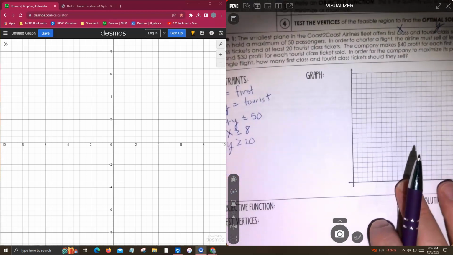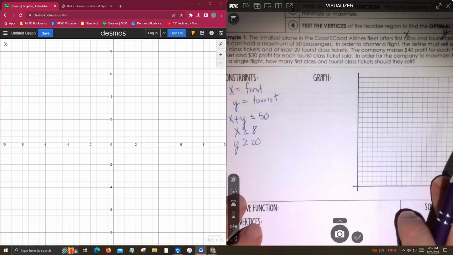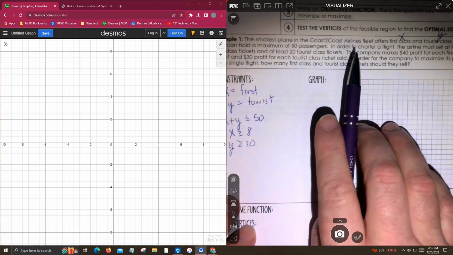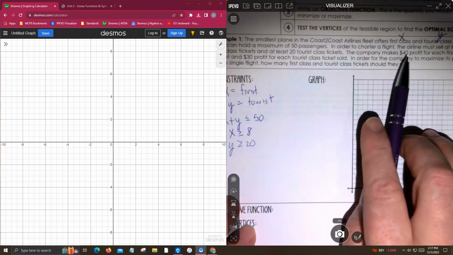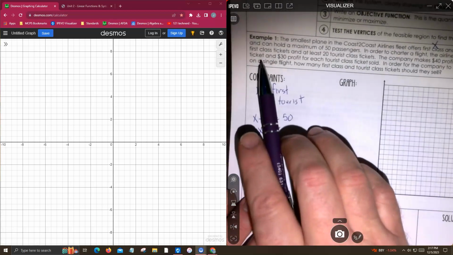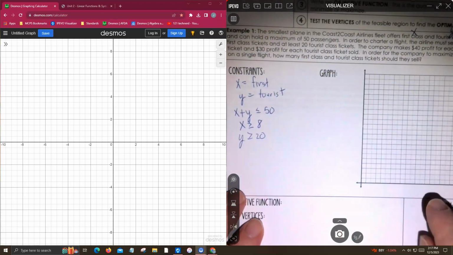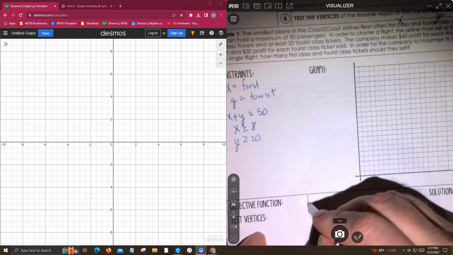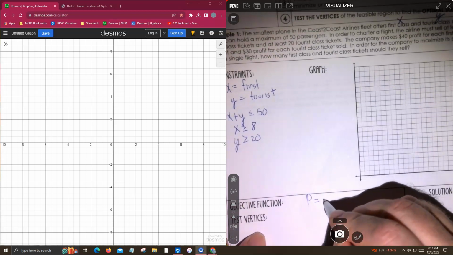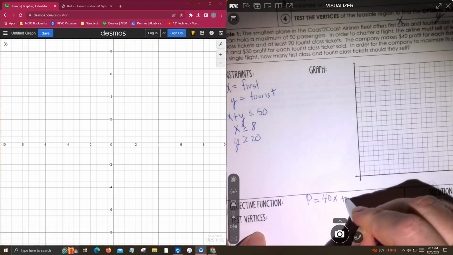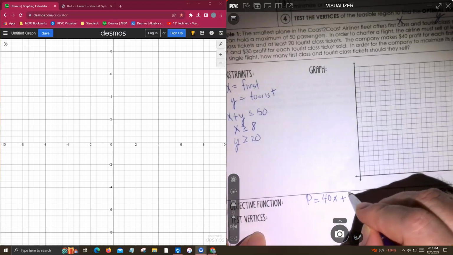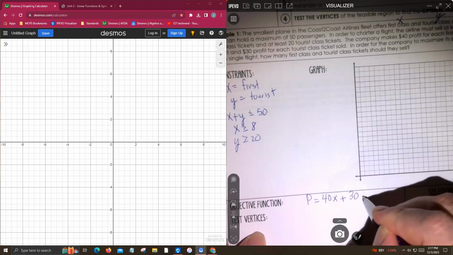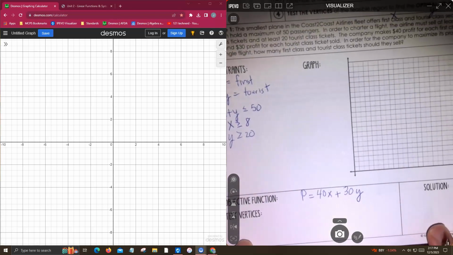First thing we're going to do is write down our objective function, and again, that's down here at the bottom where it says the company makes $40 for every first class and $30 profit for each tourist class. So our function is profit equals, let me recap, $40 for every first class plus $30 for every tourist class or economy class.